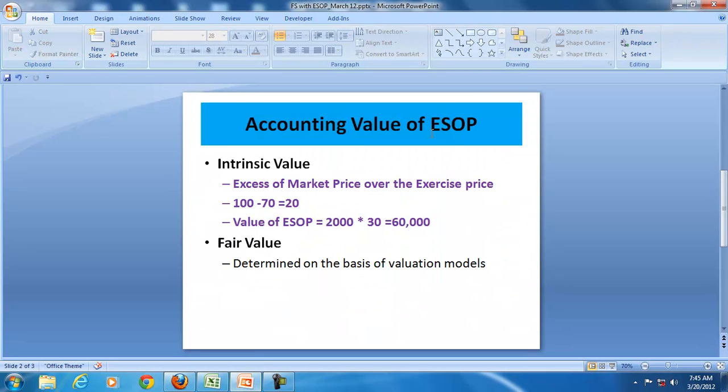So ESOP will affect the financial statements by appearing on the sources side of the balance sheet, and a corresponding item on the asset side, and the value shown on the asset side, which is called deferred employee cost, is amortized in the income statement. So immediately at the time or in the year of issue of ESOP, there is no cash flow, but there is an effect on the income statement and the corresponding effects on the balance sheet.